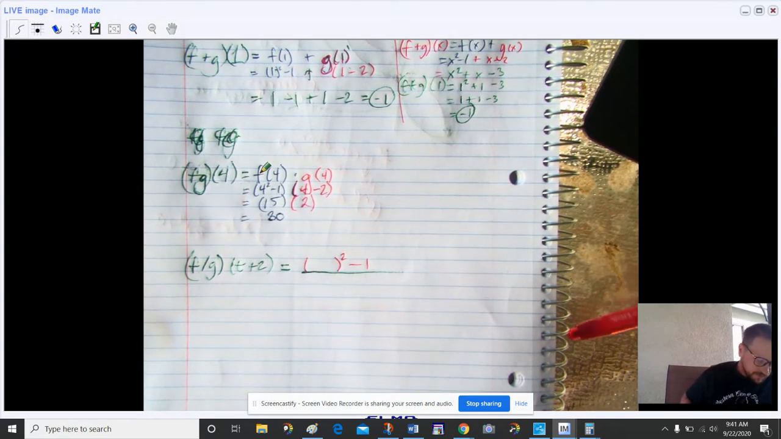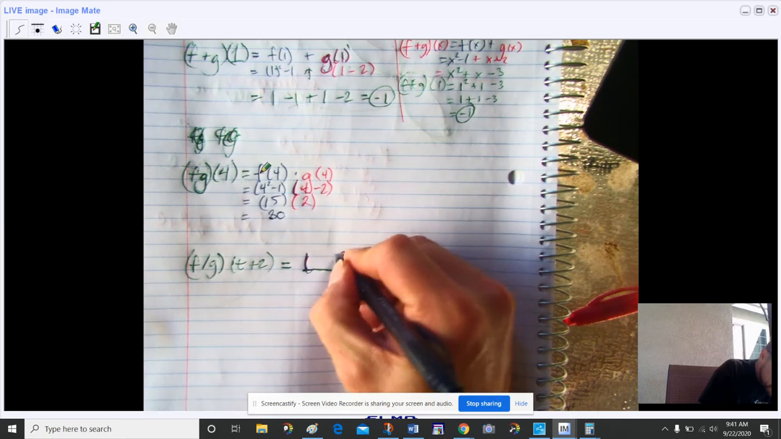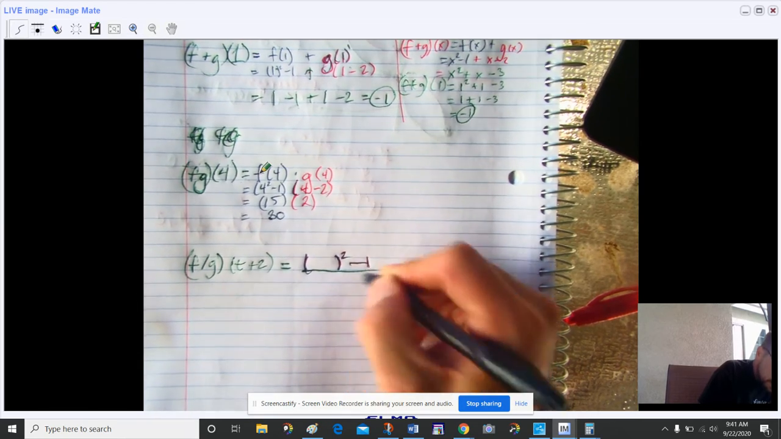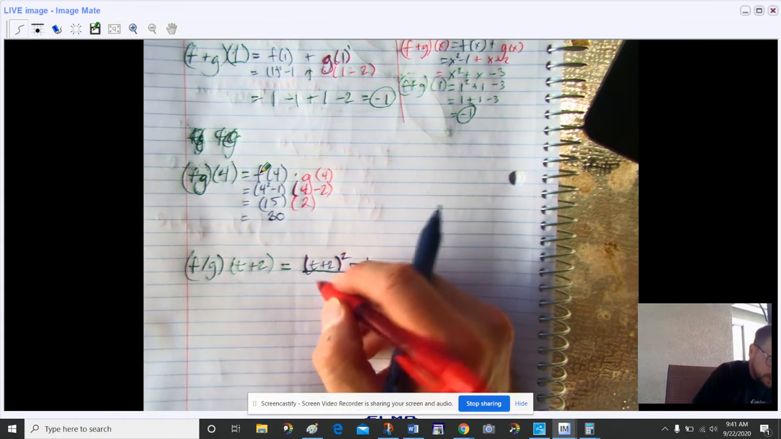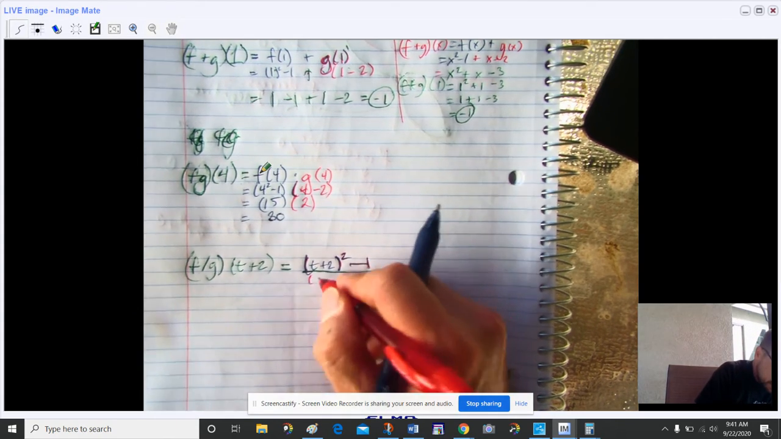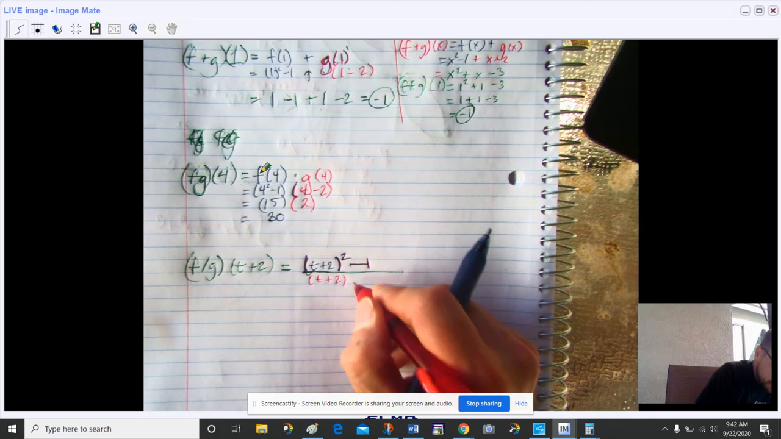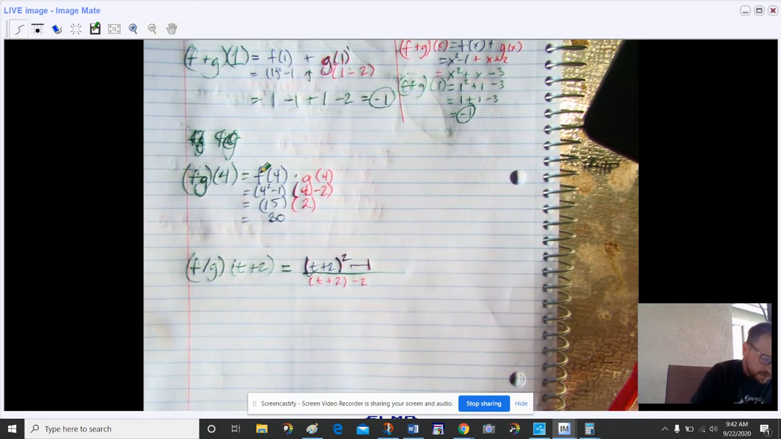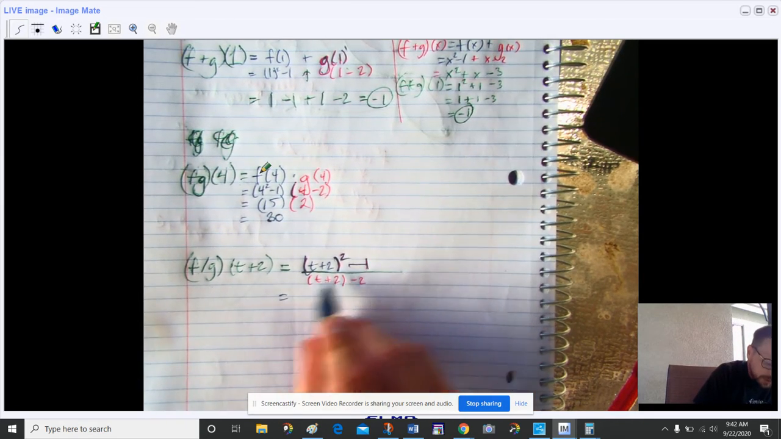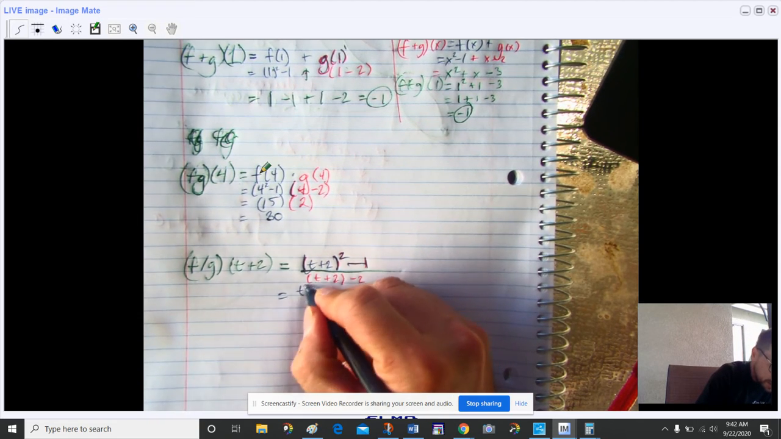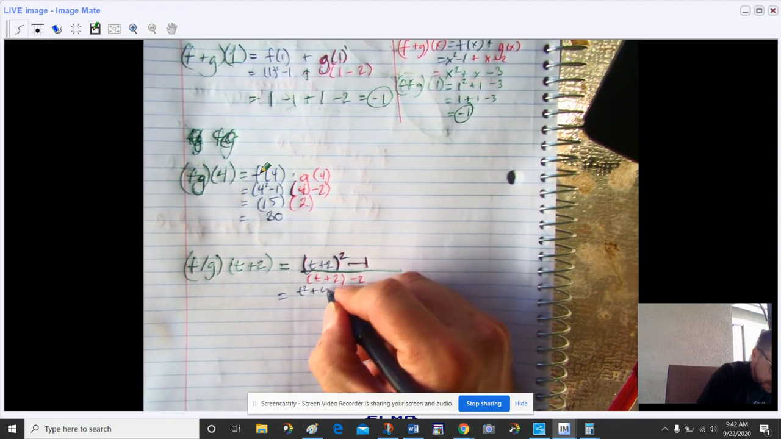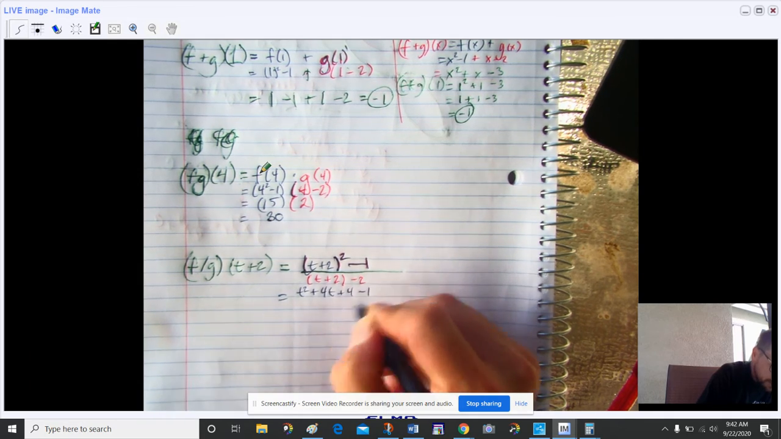Oops, that's supposed to be blue. t plus 2 is going to go in for x. And then on the bottom, what are we going to have? We're going to have t plus 2 minus 2. Then you can simplify. If you want to FOIL that out, you can, and that would be t squared plus 4t plus 4 minus 1.